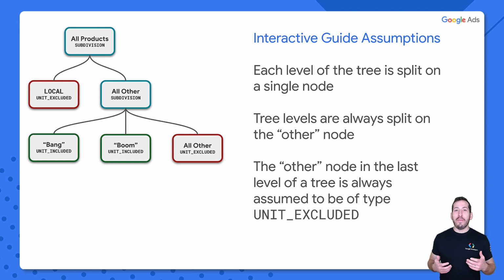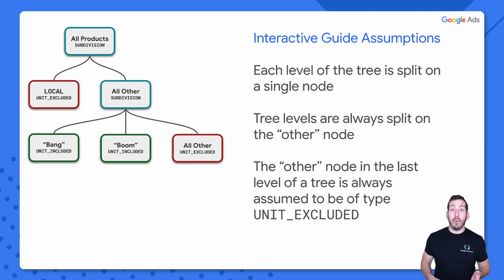And most of these stem from the fact that it's kind of hard to write code that writes code that does something as complex as creating a product partition tree. So hopefully this gets you a lot of the way, but I just want you to understand some of the constraints in the tool versus what's possible in the API.